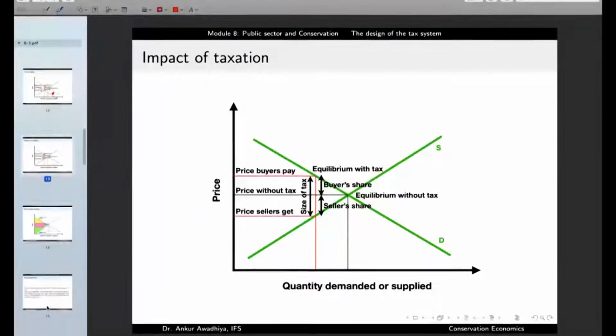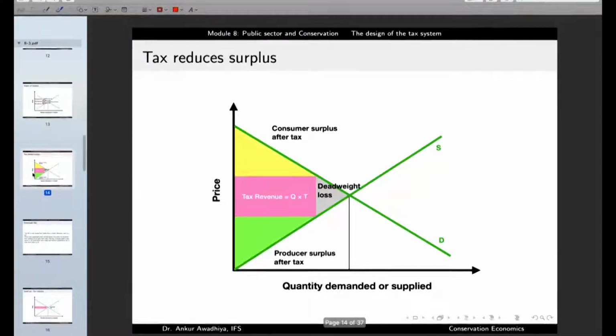And this shrinkage also leads to a shrinkage in the surplus. So we have observed before that whenever there is a tax, then the government gets a certain amount as the tax revenue. This tax revenue is determined by the size of the tax, which is this much. So this is the size of the tax T, and the quantity that is being traded in the market, that is bought or sold, which is Q.